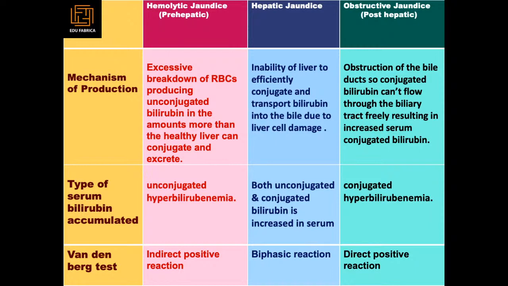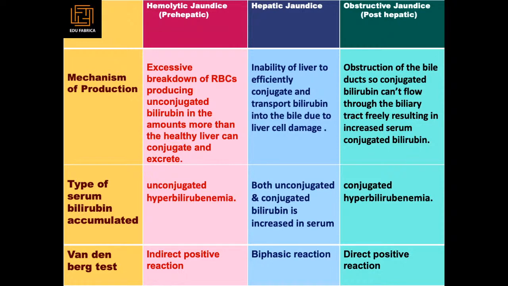In the hepatic jaundice, there is inability of the liver to efficiently conjugate and transport bilirubin into the bile due to liver cell damage. Then obstructive jaundice, this is obstruction of bile ducts, so conjugated bilirubin can't flow freely through the biliary tract, resulting in increased serum conjugated bilirubin. Then the type of serum bilirubin accumulated: unconjugated hyperbilirubinemia, then both unconjugated and conjugated bilirubin increased in the serum, and in the other case a conjugated hyperbilirubinemia.